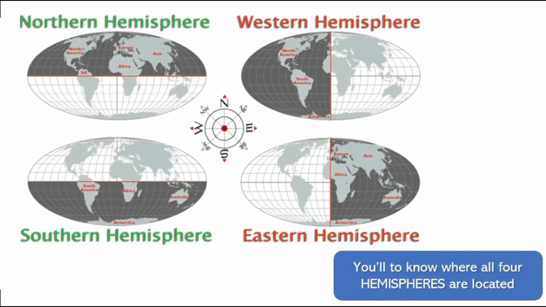You'll need to know where all 4 hemispheres are located: the northern hemisphere, western hemisphere, southern and eastern hemispheres. And you can always use the compass rose to tell that. You're going to need to know all of these map elements in order to get to the next thing. So if you're not sure about any of these, you can review this video, or you can hit pause, go take a look at your notes, or review the earlier video so that you make sure you understand these things, because you're going to need to understand coordinates.